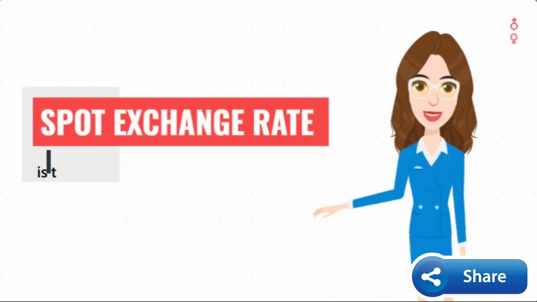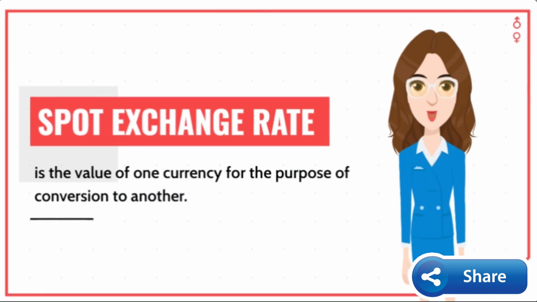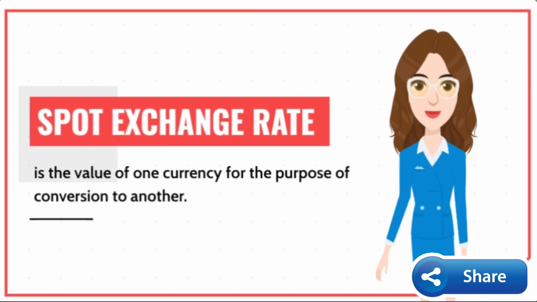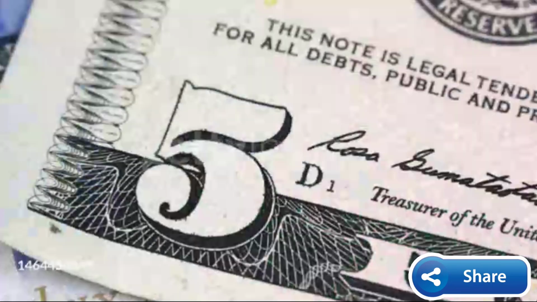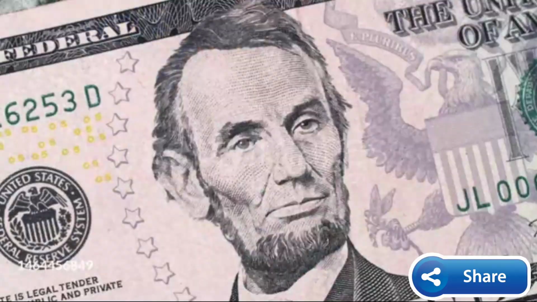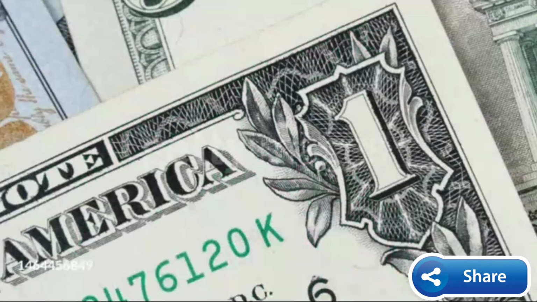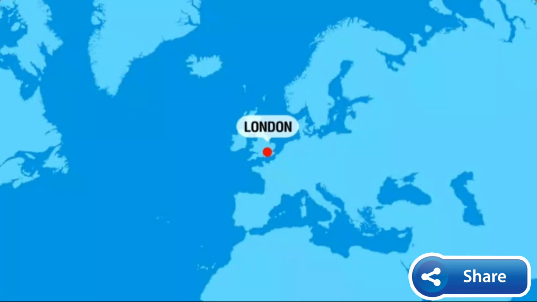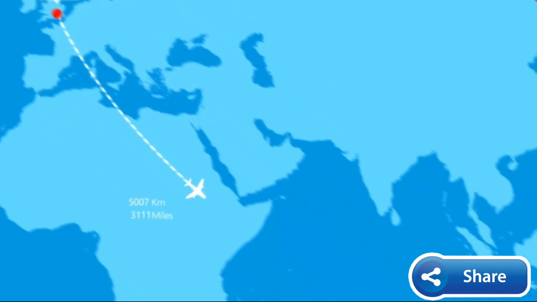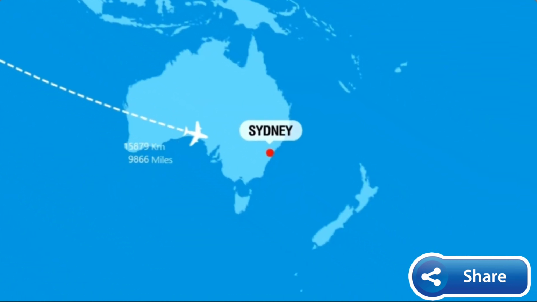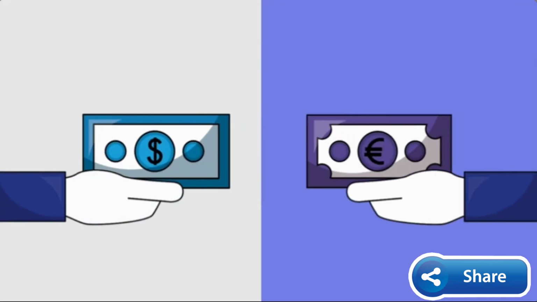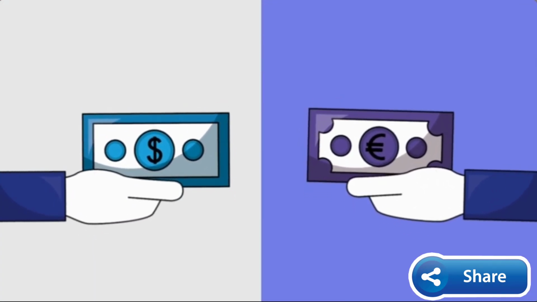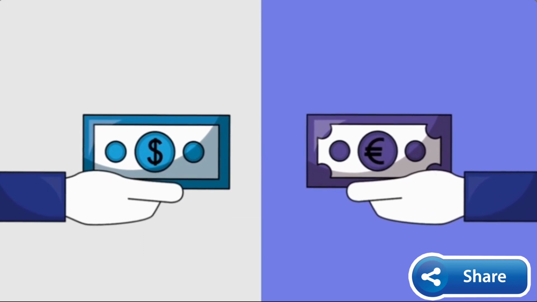Foreign exchange is the value of one currency for the purpose of conversion to another. It determines how much of one currency you can change for another, indicating how much of the currency you need to buy one unit of another currency. For example, you travel to foreign countries, but you first need to go to the bank to exchange money for your food, hotel, and other necessities. So that's basically how foreign exchange works.